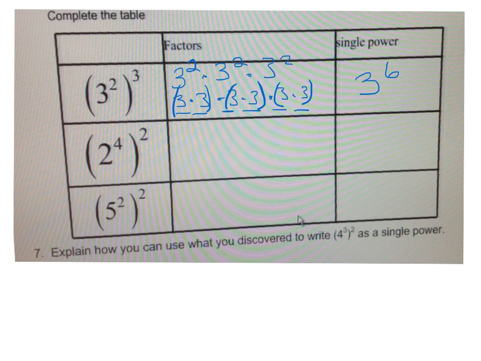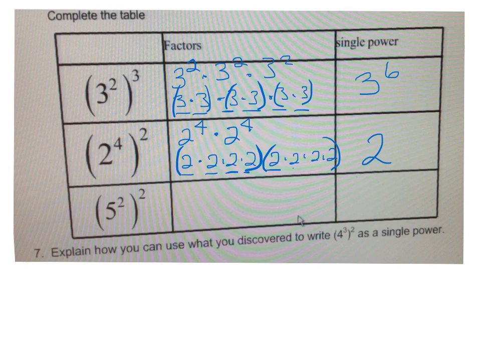Example number 2, 2 to the 4th squared. 2 to the 4th as a factor 2 times. 2 to the 4th times 2 to the 4th. Now we're going to expand that. 2 to the 4th is 2 times 2 times 2 times 2. We're multiplying that by 2 times 2 times 2 times 2. So we have a base of 2, and it's being used as a factor 1, 2, 3, 4, 5, 6, 7, 8 times, so 2 to the 8th.